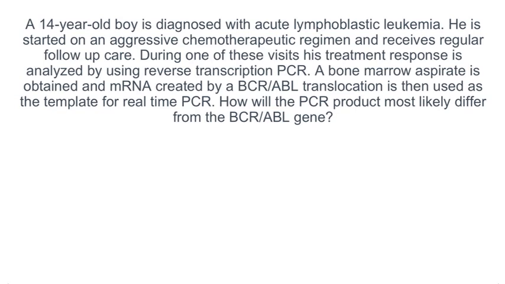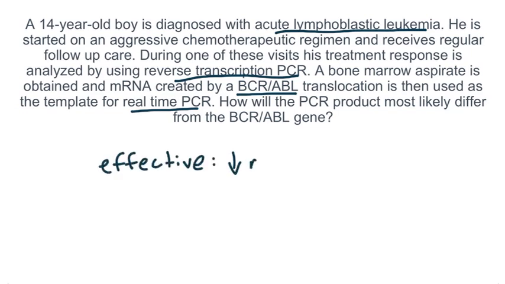Hopefully from the question stem you notice that this boy has acute lymphoblastic leukemia and that his treatment response is being monitored by using reverse transcription PCR followed by real-time PCR. Let me explain how this is done. BCR-ABL is usually associated with chronic myelogenous leukemia, or CML. However, sometimes it can be present in ALL, and the mRNA produced by BCR-ABL can then be used to measure the treatment response. For example, if the chemo drugs are effective, then the mRNA produced by BCR-ABL will decrease.